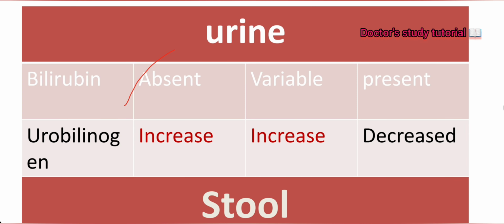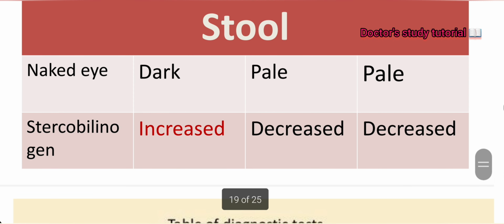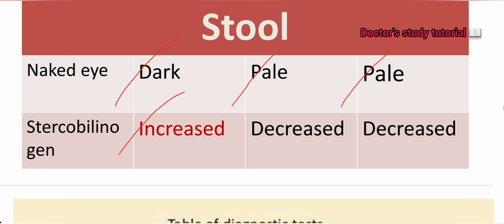Urine bilirubin is absent in hemolytic, variable in hepatocellular, and present in obstructive. Urobilinogen increased in hemolytic, increased in hepatocellular, and decreased in obstructive. Stool by naked eye: dark in hemolytic, pale in hepatocellular, and pale in obstructive. Stercobilinogen increased in hemolytic, decreased in hepatocellular, decreased in obstructive.